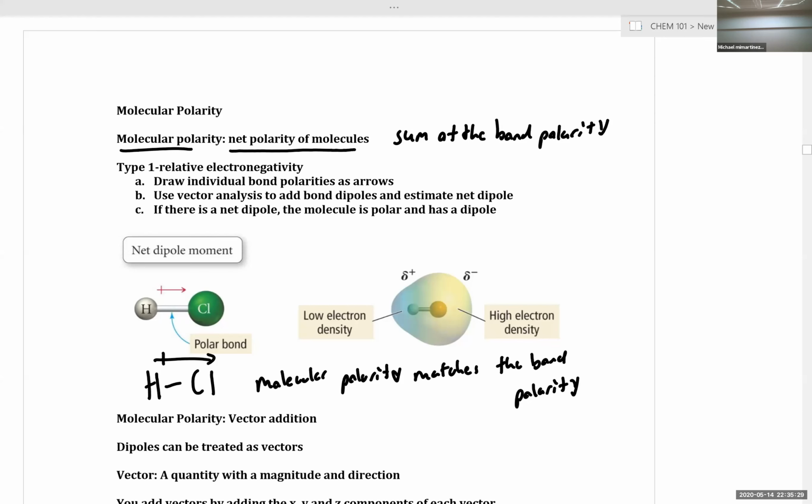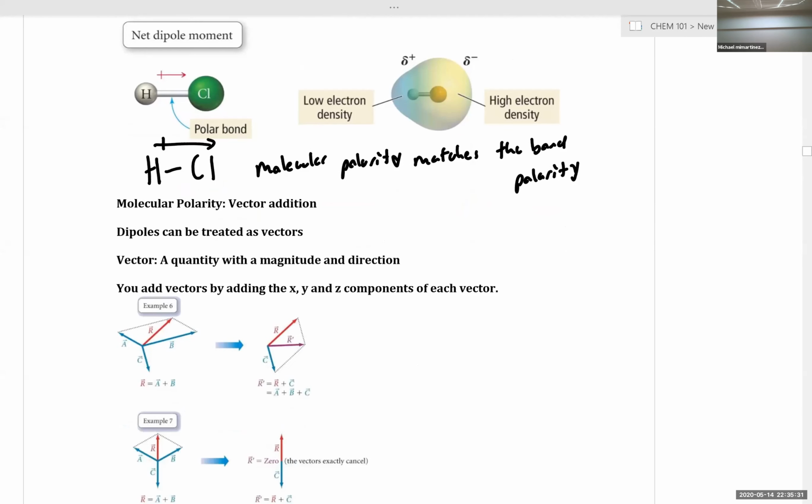Unfortunately, for complicated molecules, we have to use slightly more involved reasoning. I really like the vector addition method. Quite simply, dipoles can be treated as vectors. A vector is a quantity with magnitude and direction. Do you notice this arrow has a certain length and is pointing in a certain direction? Okay, so all of our dipoles can be drawn as arrows with magnitude and direction.